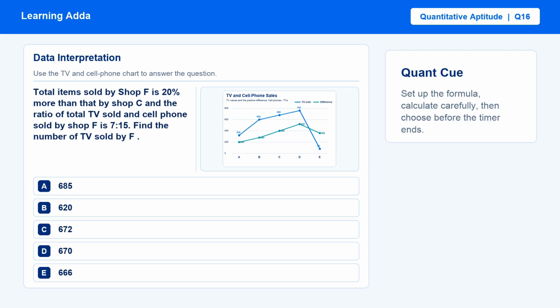Question 16. Total items sold by Shop F is 20% more than that by Shop C, and the ratio of total TVs sold and cell phones sold by Shop F is 7:15. Find the number of TVs sold by F. Option A, 685. Option B, 620. Option C, 672. Option D, 670. Option E, 666. The timer starts now.